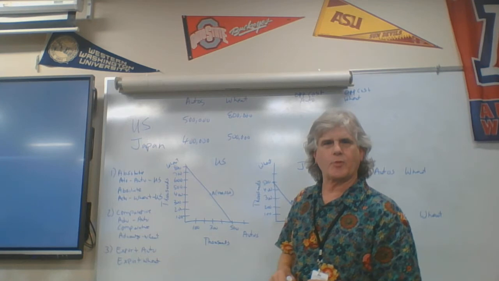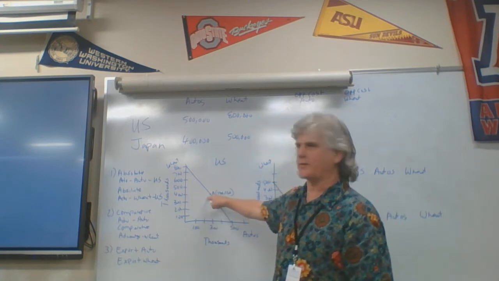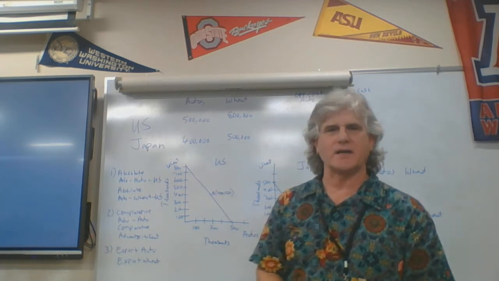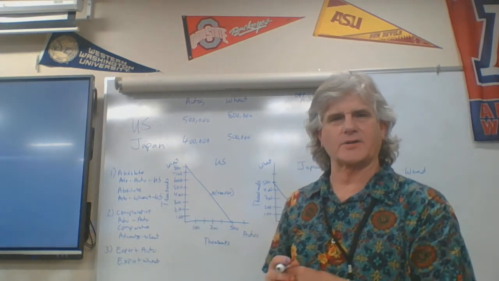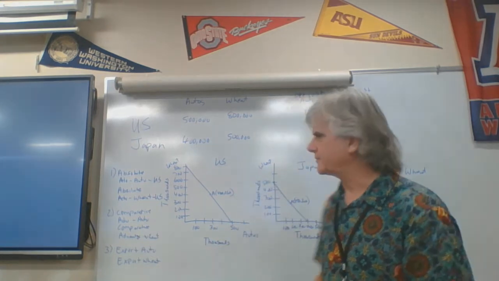And then typically for the point at self-sufficiency, we split it in half. So this is 250 autos and 400 wheat. And this point A is the self-sufficiency point. So when we do a trade, hopefully we're going to be outside the production possibilities curve, showing that this trade made the country better off.